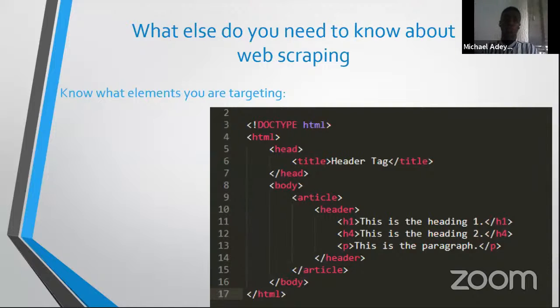As I was saying, know what elements you are targeting. For instance, we want to extract "This is the heading one". Now, if you don't know where the target is, if you don't know what the information you want to scrape is, you can't scrape a website. You must know the information you want to get from a website before you can scrape it. So for instance, I want to get "This is the heading one". If I don't know where it is, I can't scrape the website. But because I know that it is in an H1 tag, I know where my target is. My target is in an H1 tag. So that is knowing the elements you are targeting.